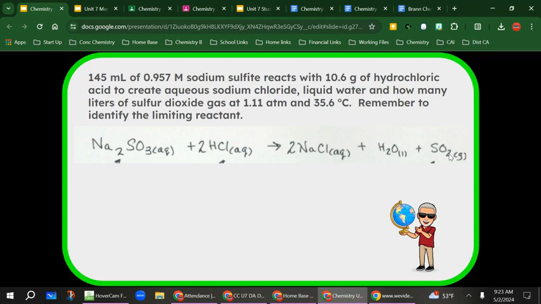Figure out the molarity. You want to get the milliliters into liters. Take the volume and molarity and get it into moles. First step always: take what you're given and get it into moles.